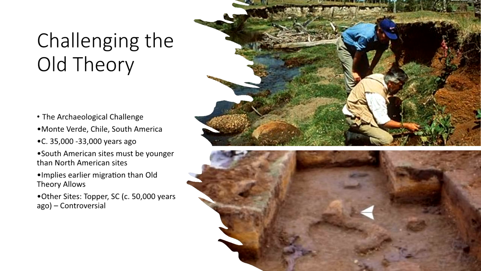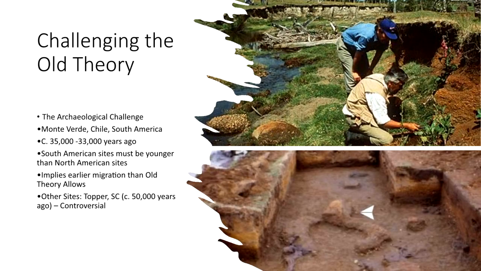Archaeology has also been challenging the old theory, because archaeologists working in places like Monteverde in Chile, South America, or in Topper, South Carolina, have been finding human artifacts and signs of human habitation that might go back as far as 50,000 years ago. In the case of Monteverde in Chile, they think 35 to 33,000 years ago. In the case of Topper, South Carolina, maybe as far back as 50,000 years ago. And there are actually other sites that have cropped up in the last 20 years.